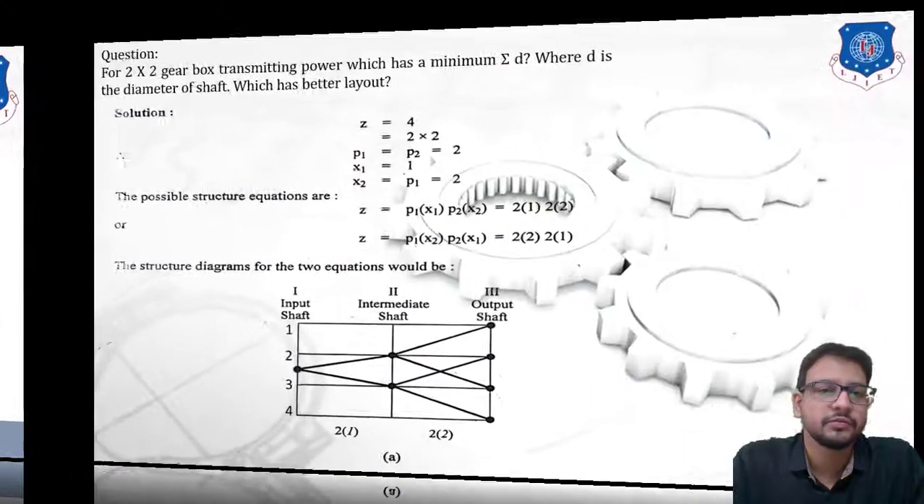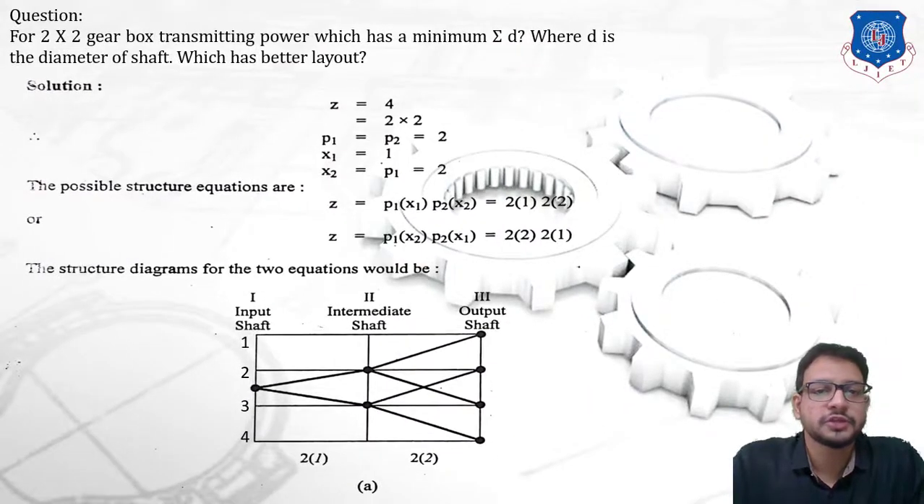So let's begin. Now let us see the first question. This question has been asked in an exam. So let us see that. For a 2x2 gearbox transmitting power which has a minimum summation of diameter, where d is the diameter of a shaft, which layout is a better layout? Which means in this we would say that it is a 4-speed gearbox, 2x2, which means z is equal to 2 cross 2. Okay, 4-speed gearbox.